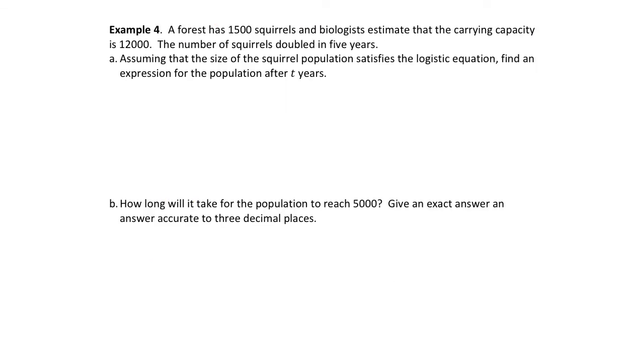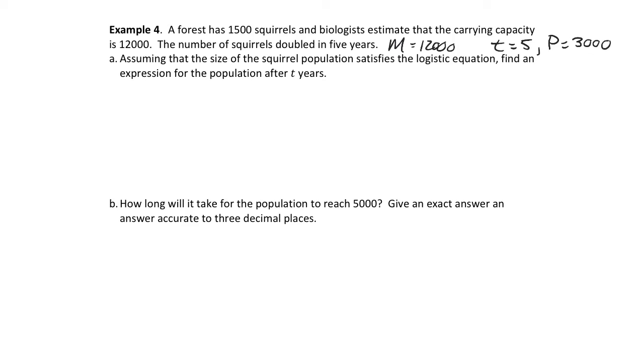Okay, so we're back to squirrels. We have a forest with 1,500 squirrels, and biologists estimate that the carrying capacity is 12,000. I'm just going to go ahead and say M is 12,000. The number of squirrels doubled in 5 years. So when t is equal to 5, the number of squirrels has doubled. So now instead of being at 1,500, we're at 3,000.